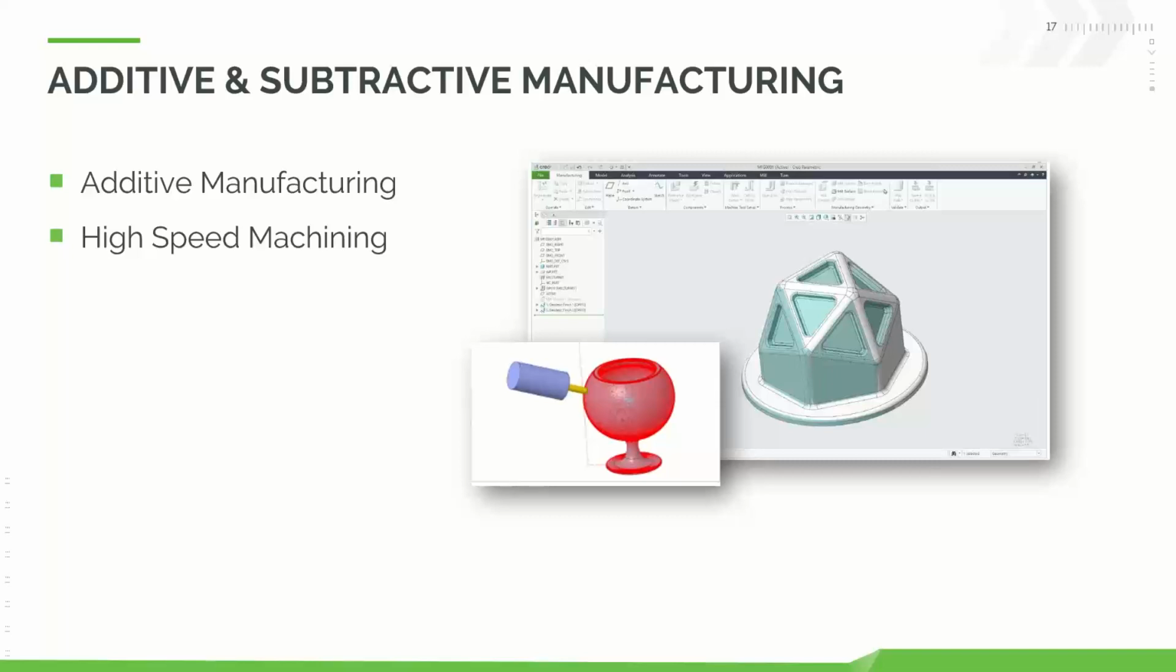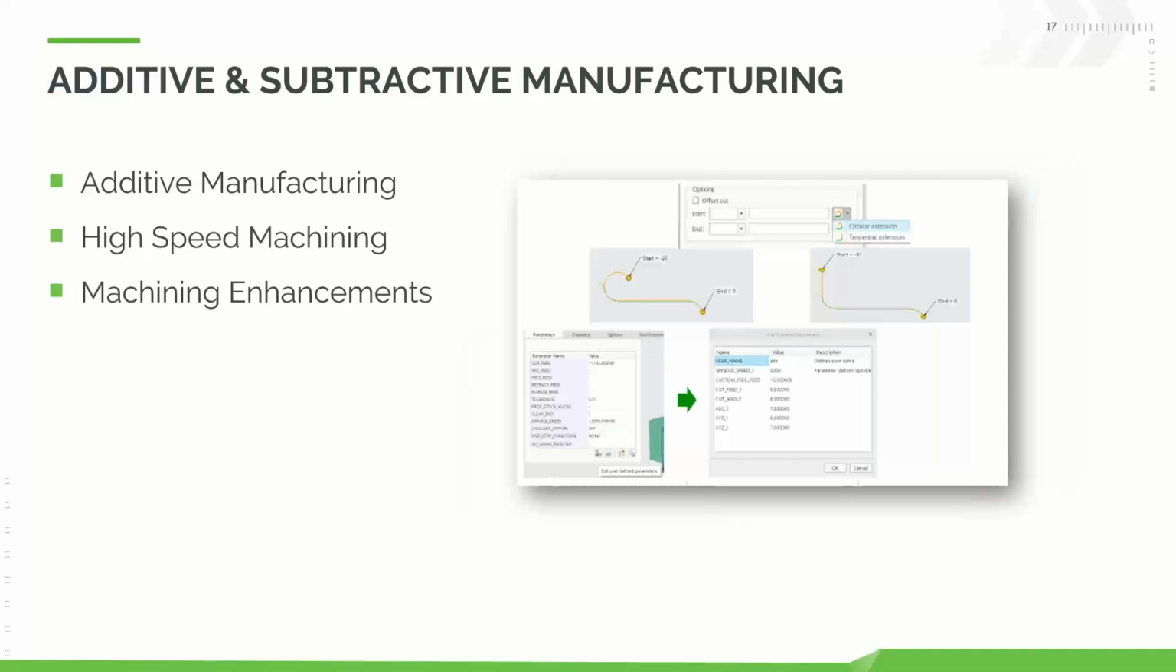We also have fully associative in-process stock models in the model tree now. You can turn those off or on. They're fully associative at any time you want, can be easily updated. So definitely some nice improvements there for working with stock models in the sense of your high-speed machining. And also just your improvements in machining enhancements.